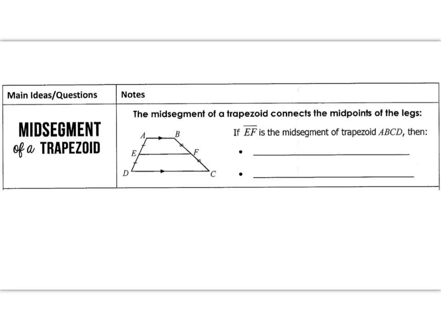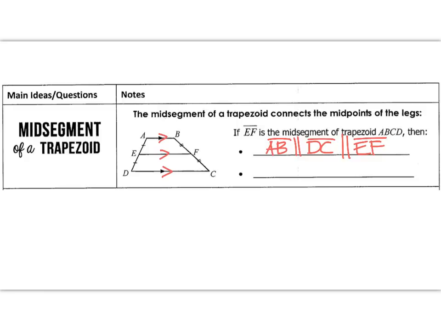We can say that AB is parallel to DC and it's parallel to EF. So we would write that as AB is parallel to DC is parallel to EF. Also, there's something special we can say about the midsegment. We can write a formula. We can say that the midsegment is equal to the average of the two bases.